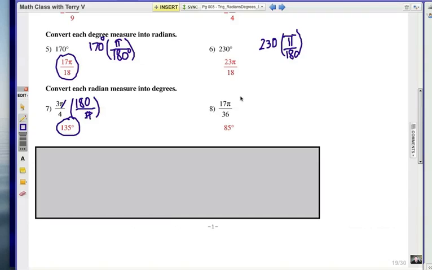Number 18, multiply by that conversion ratio, 180 over pi. Those pi units cancel out. You can divide each of these numbers here by 36, and you can get 85 degrees.